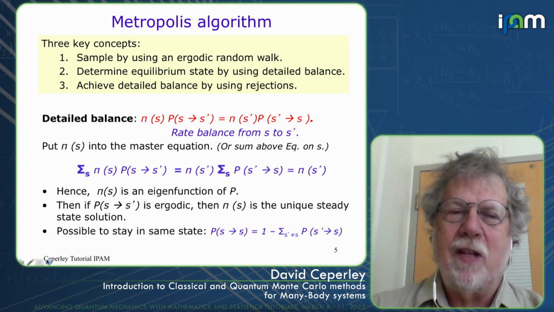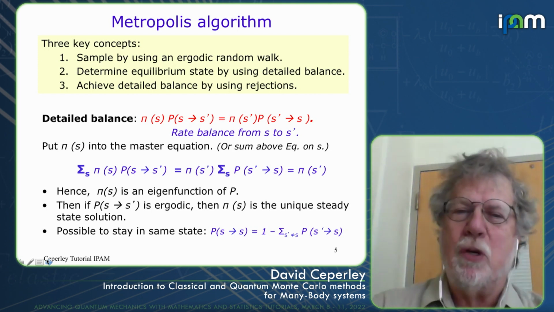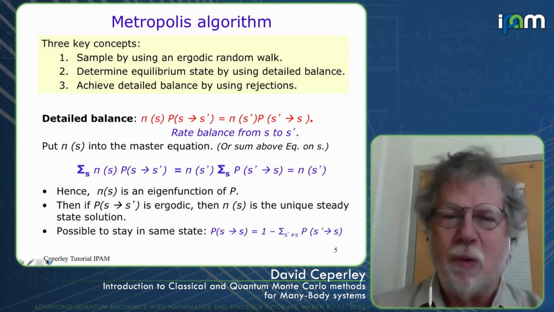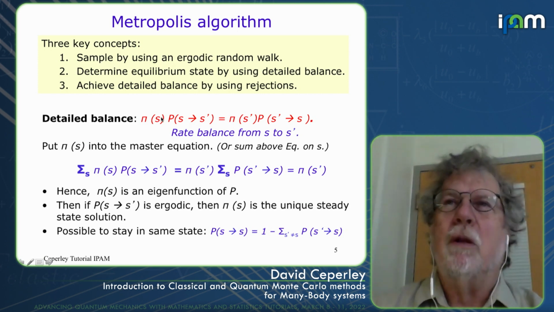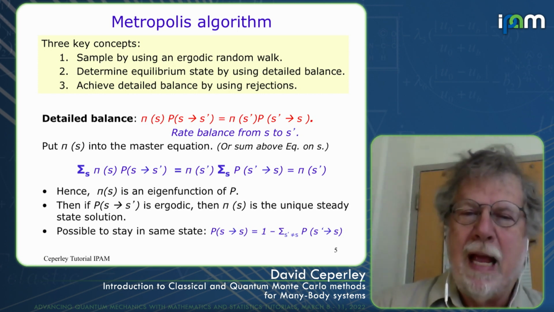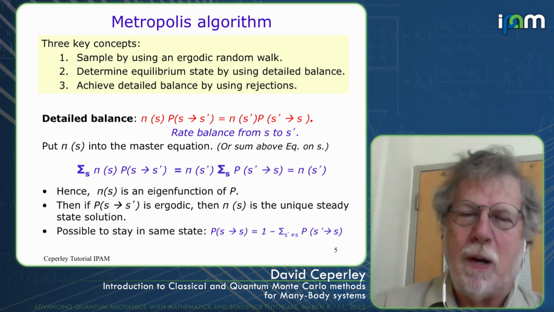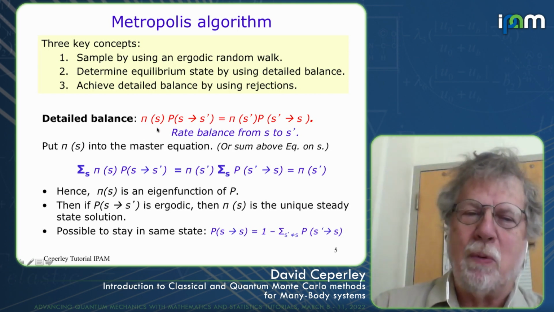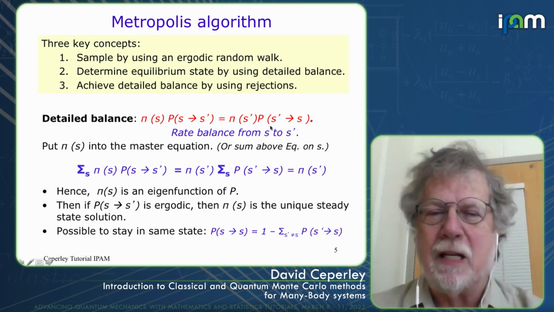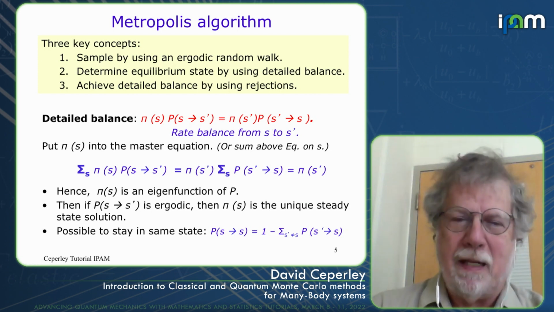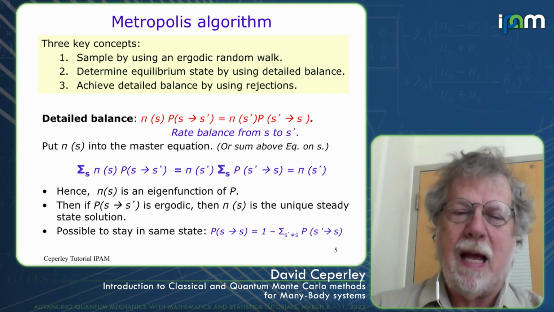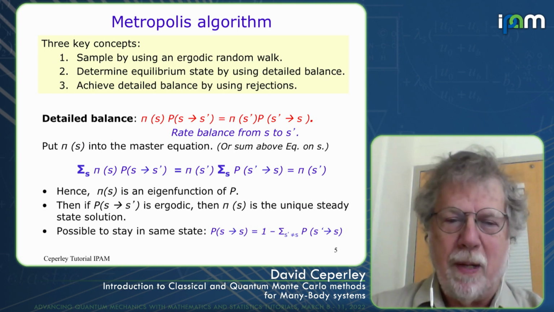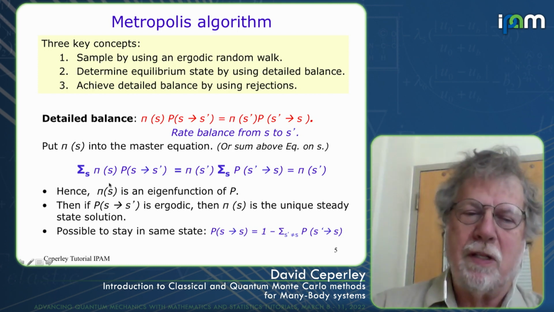You determine that the random walk is going to the state you want by using the detailed balance principle, which is right here. Pi of S here is the desired equilibrium state, like the Boltzmann distribution. And basically, you want the probability to move from S to S prime. There's a rate balance between moving from S to S prime and S prime to S. If you have this rate balance, then you can show that the pi has to be the equilibrium state for this transition probability P.